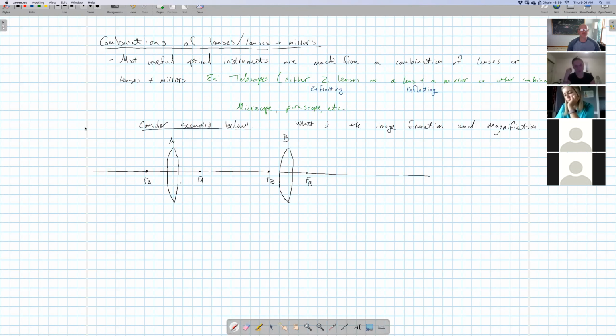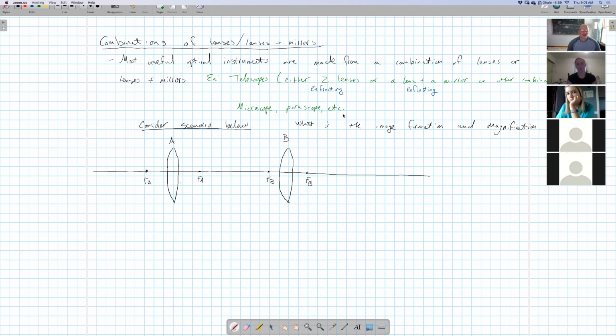A couple of examples of this would be telescopes. Typically if you buy a telescope at a place like Walmart or on Amazon, you usually get one of two different types. One is what's known as a refracting telescope, which deals with two lenses. Or there's a reflecting telescope, which is a lens and a mirror, or you can have other possible combinations. Microscopes are usually combinations of two lenses, periscopes are combinations of lenses, and so on.